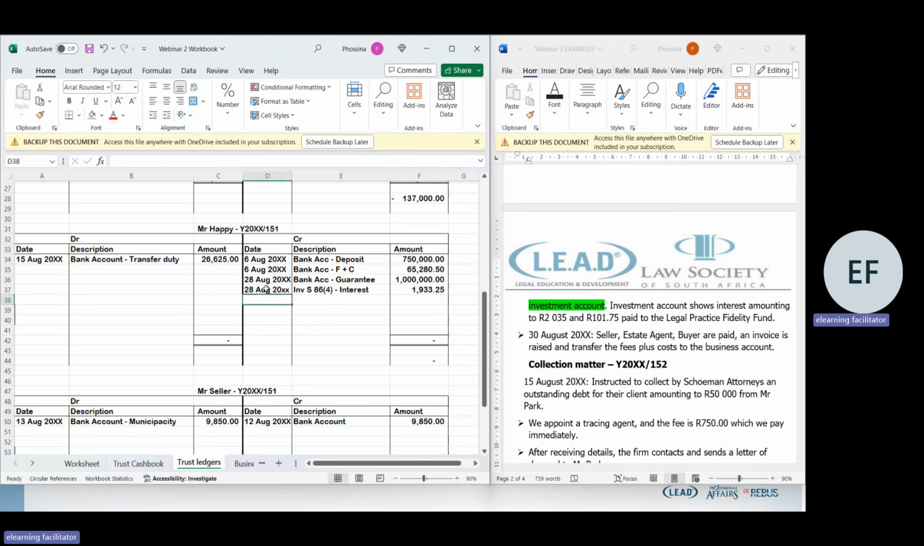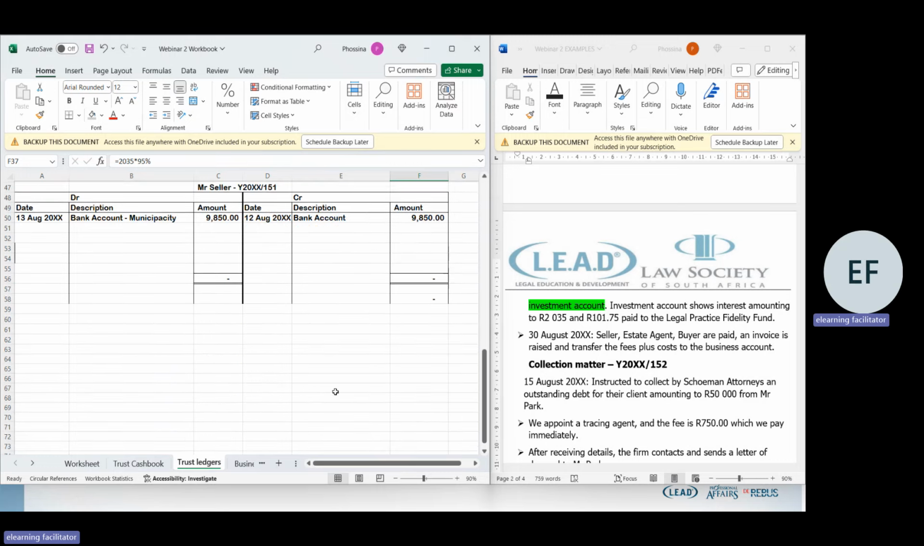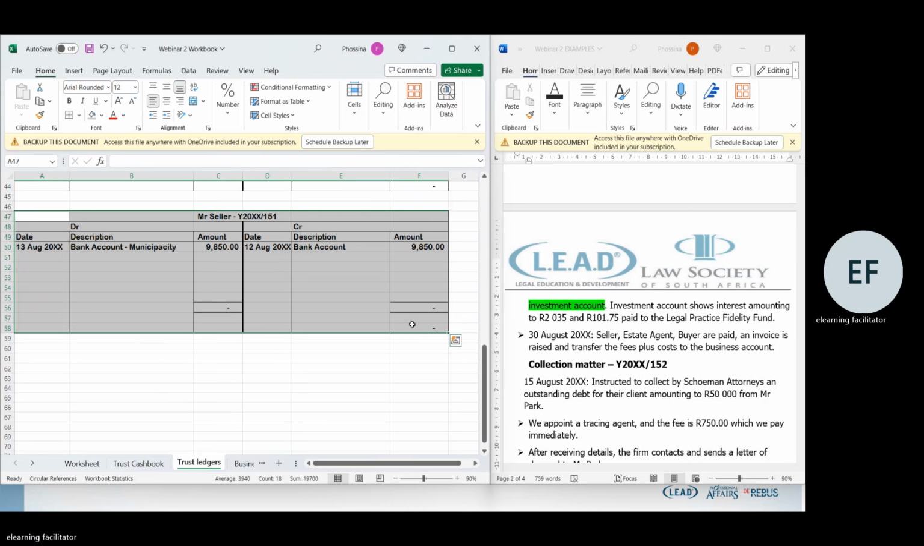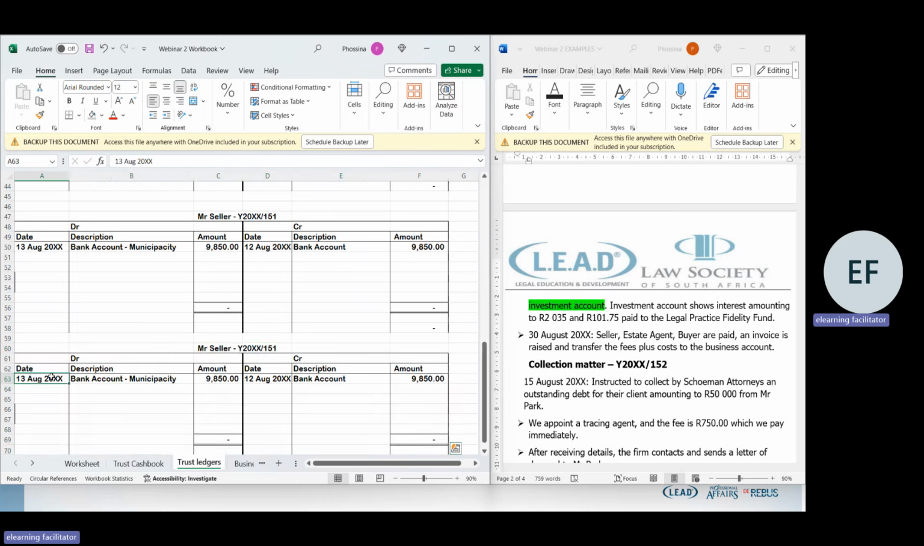If you record the full 100% and then you show the payment to the fund, I will give marks, but it is not necessary. It is not necessary because in our trust account, we are not going to receive it. If you record it, it is a longer way of recording. So this is what we are receiving. And then the 5%, we create a ledger for the fund. So I'm copying this one and clearing it.